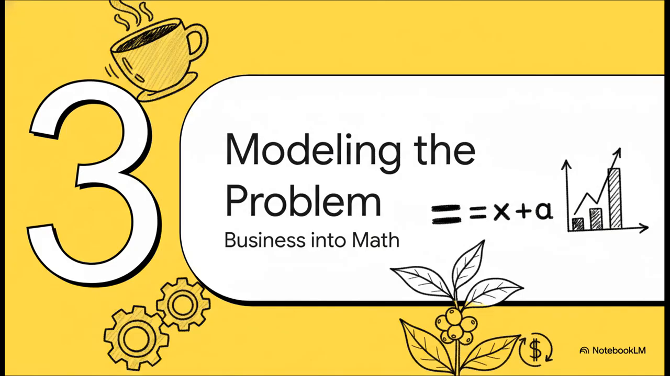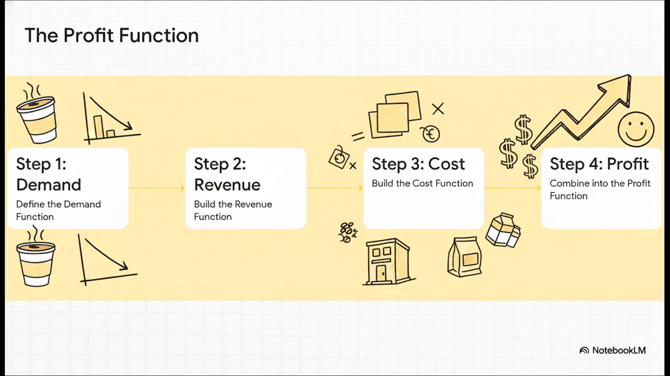All right, so before we can use our tool, we have to build the thing we're going to use it on. This is such a crucial step for any business analyst or manager. You have to be able to translate a real-world business situation into a mathematical model. This is where the art of business really meets the science of mathematics. We need to create an equation, a function, that accurately represents our coffee shop's entire profit structure. And we're going to build this model very systematically, step by step.